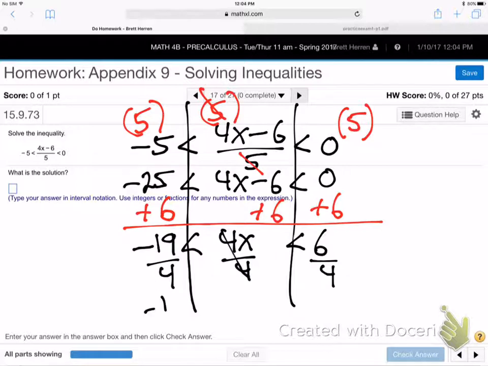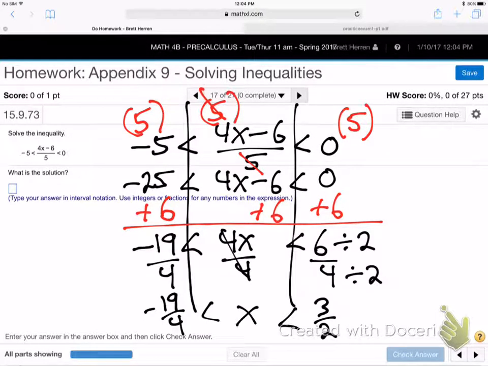So minus 19 fourths, x. And then what do you do with 6 fourths? You've got to reduce that thing, right? Divide top and bottom by 2. 3/2, like that. Now, they say interval notation. That means they want the left edge, right edge kind of thing. Am I going to do parentheses or brackets on this one? Parentheses. Yeah, does everybody see it's parentheses because there's no equals bar?